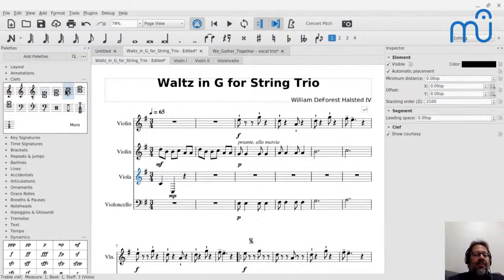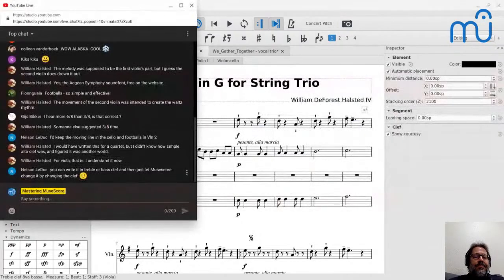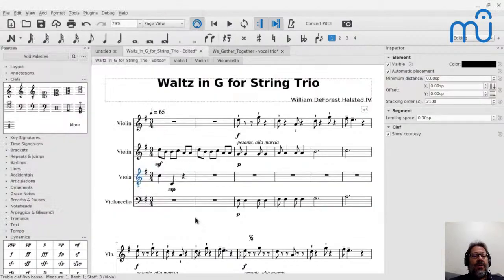Alto clef definitely fixes that at the expense of I can't read it. So by changing it to this treble clef with the 8 below it, that kind of fixes that problem for me. And then you could just write it in actual bass clef also. If you're going to be living mostly in the low range of the viola, by all means write it in bass clef, and then you'll just switch it to treble clef when you need to go above middle C far.